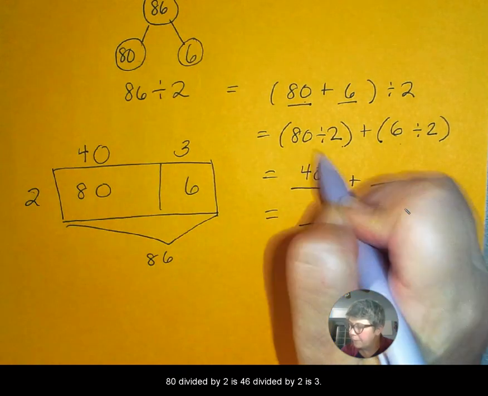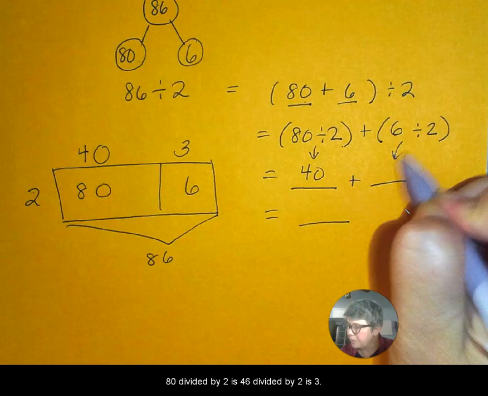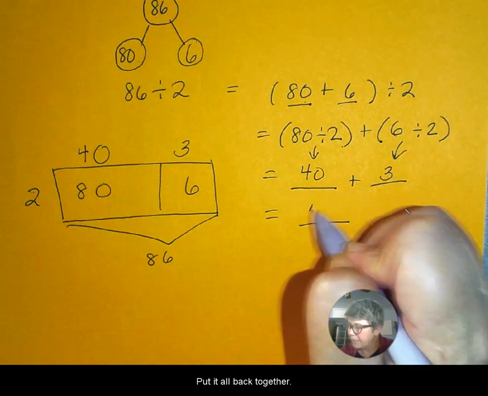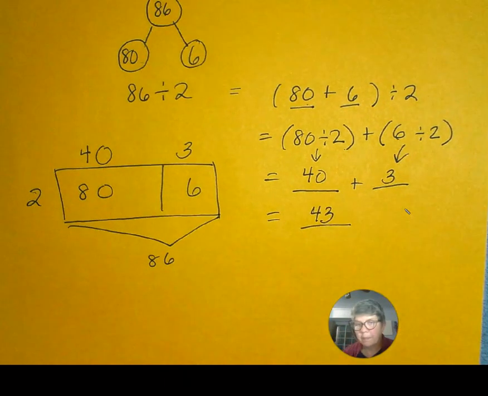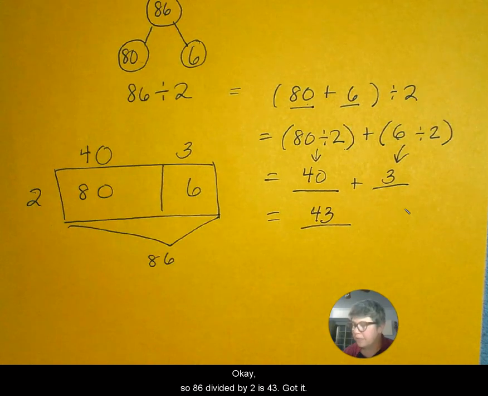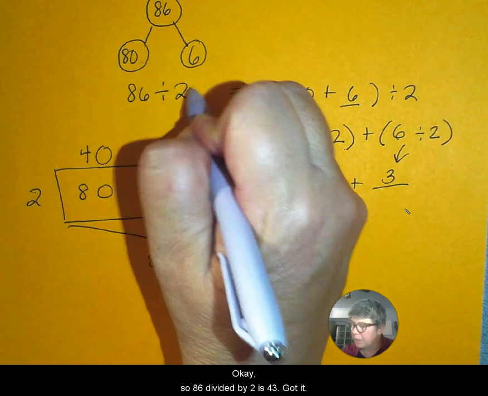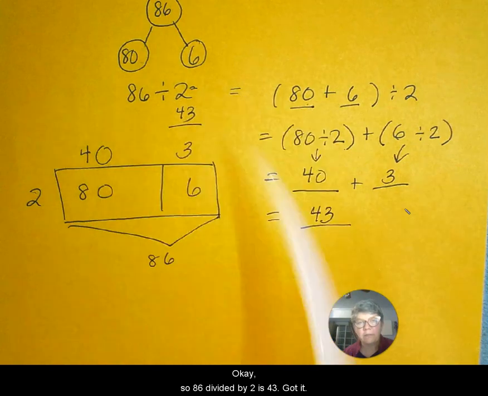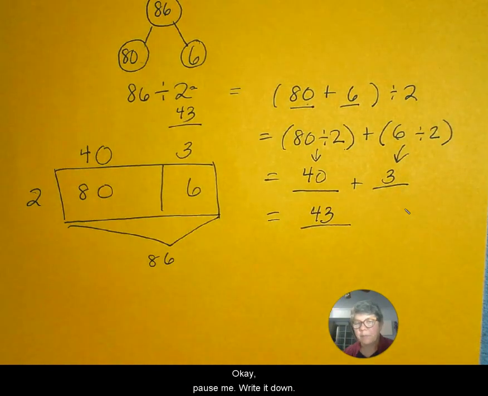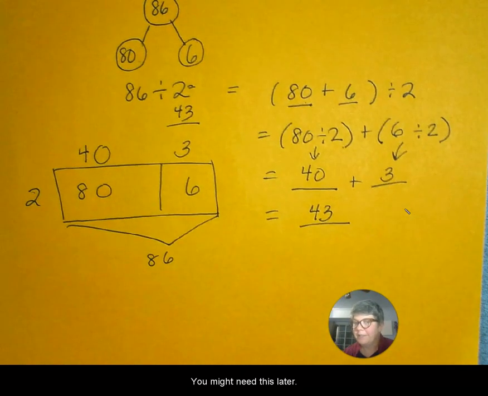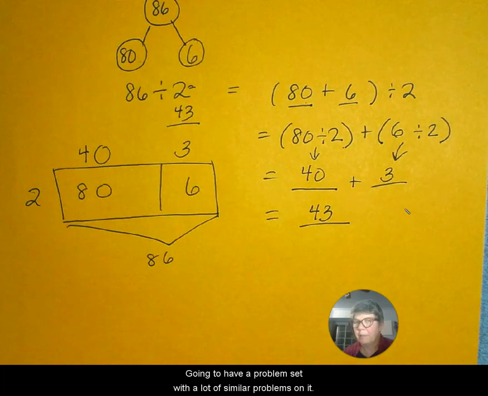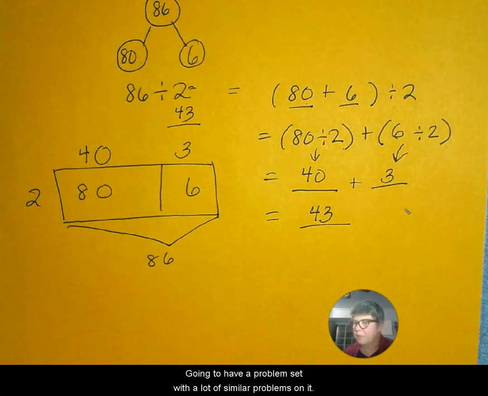80 divided by 2 is 40. 6 divided by 2 is 3. Put it all back together. 43. Okay? So 86 divided by 2 is 43. Got it? Okay? Pause me. Write it down. You might need this later. Gonna have a problem set with a lot of similar problems on it.